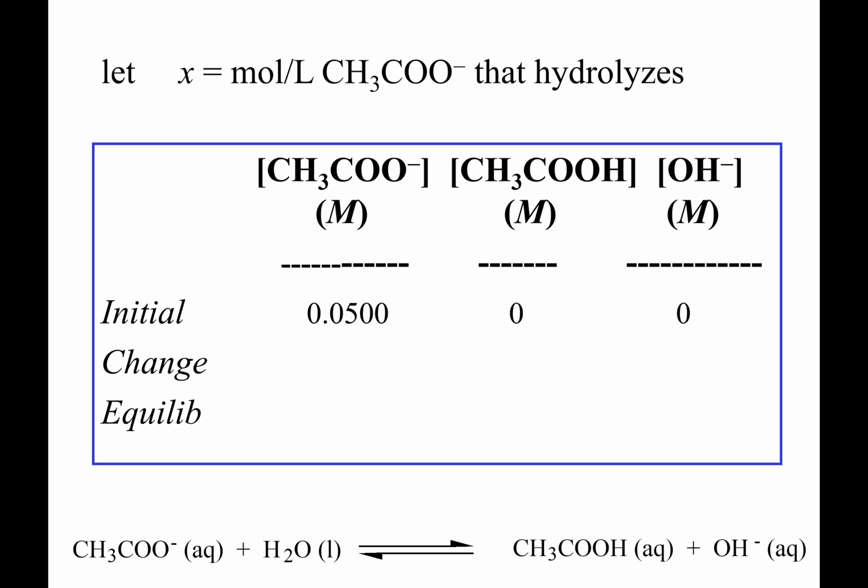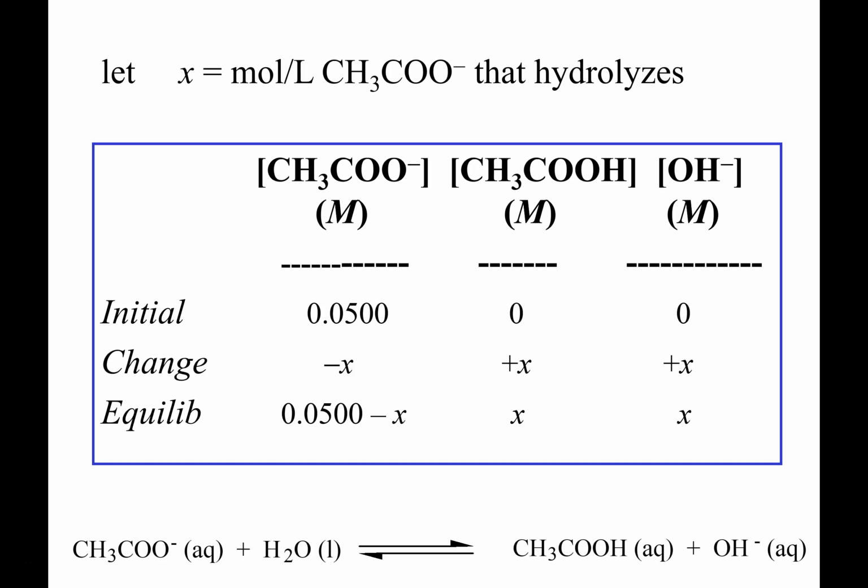If we let the change be equal to the molarity of CH3COO minus that reacts with the H2O, it looks like this. We have a minus X for our CH3COO minus, a plus X for our CH3COOH, and a plus X for our hydroxide ion. What we know then is at equilibrium, we take the initial and apply the change. So for your acetate ion, you're looking at 0.0500 minus X. At equilibrium, you have X moles per liter for your acetic acid and your hydroxide ion.